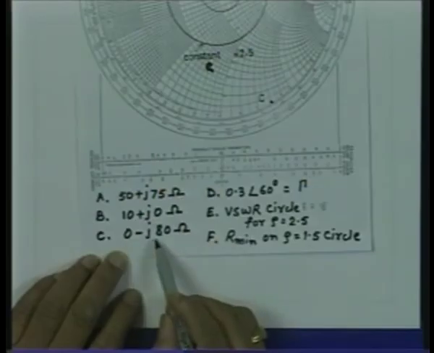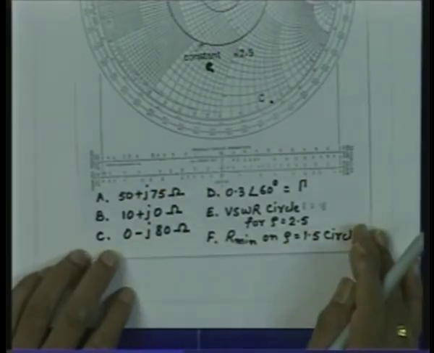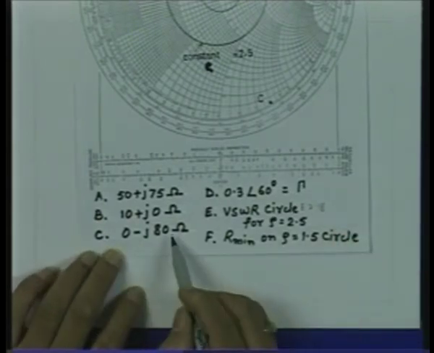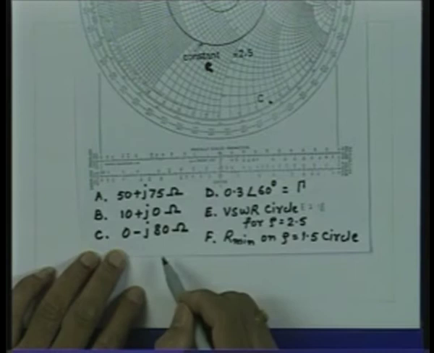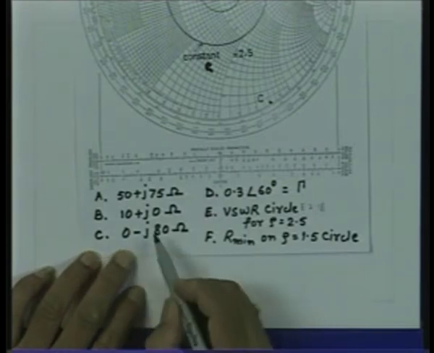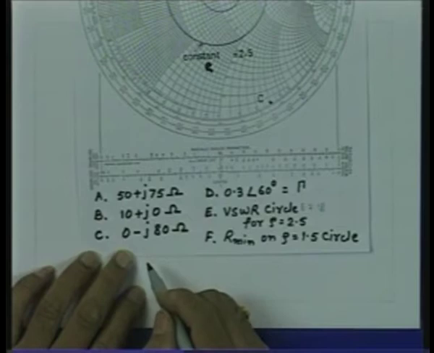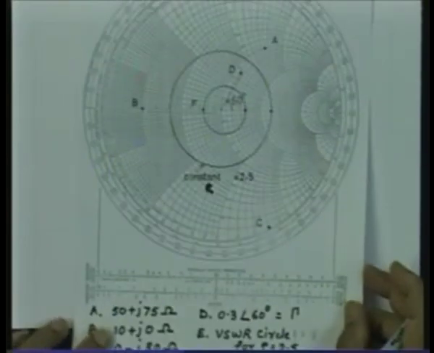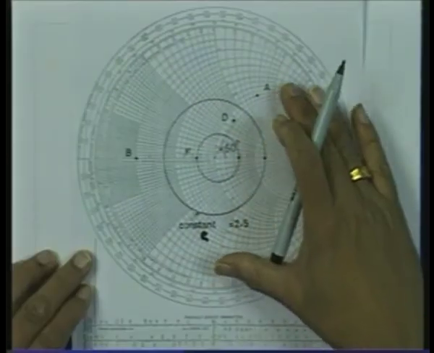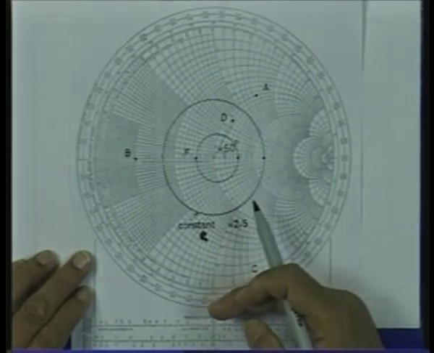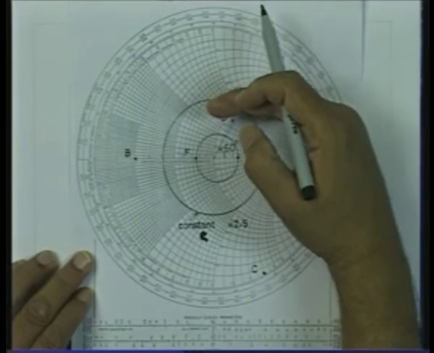The third impedance which we want to mark on the Smith chart is 0 minus j 80 ohms. Again, we normalize this. It is a purely reactive impedance, and since there is a minus sign here, it is a purely capacitive reactance. Its normalized value will be 80 divided by 50, so 1.6. Since it is a capacitive reactance, we know it must lie on the lower half of the Smith chart. The lower half of the Smith chart represents the capacitive impedances, and the upper half represents the inductive impedances.